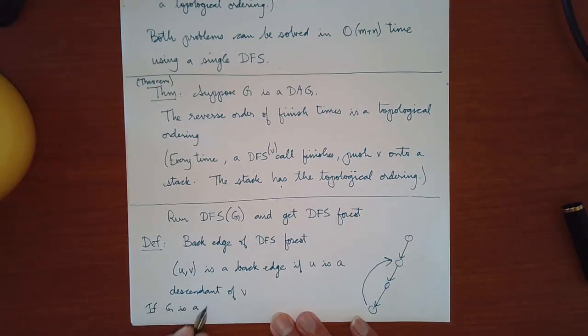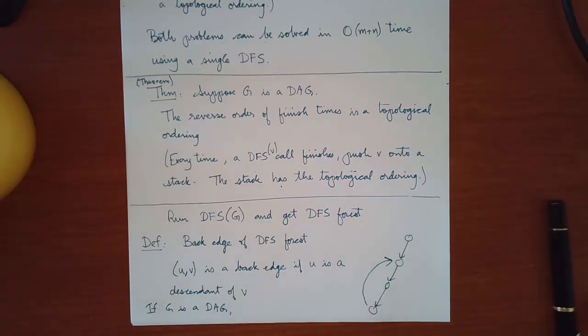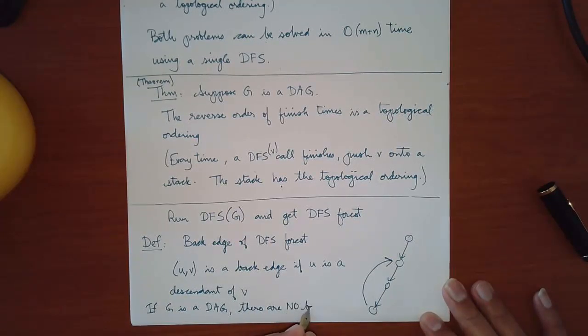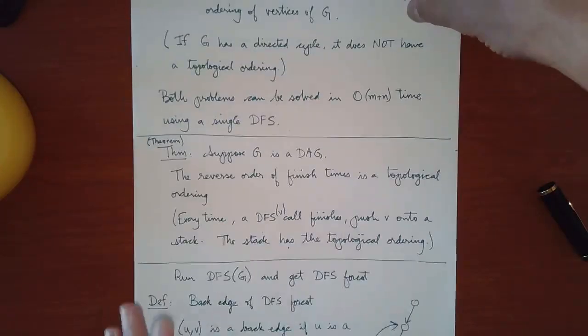So if G is a DAG, can you have a back edge? No, otherwise then it wouldn't be a DAG. Exactly. You cannot have a back edge because that would give a cycle. So if G is a DAG, there are no back edges.